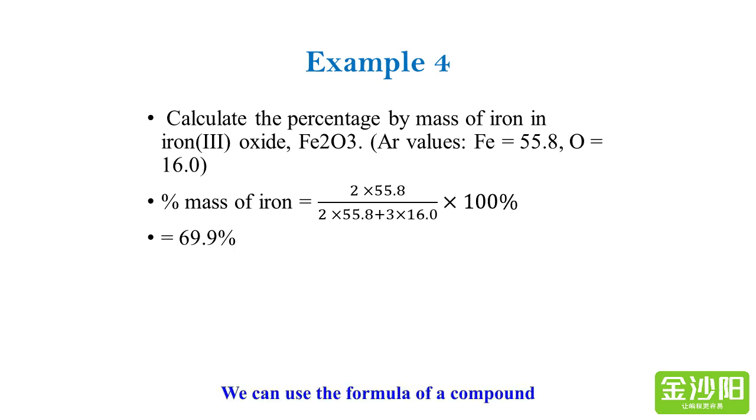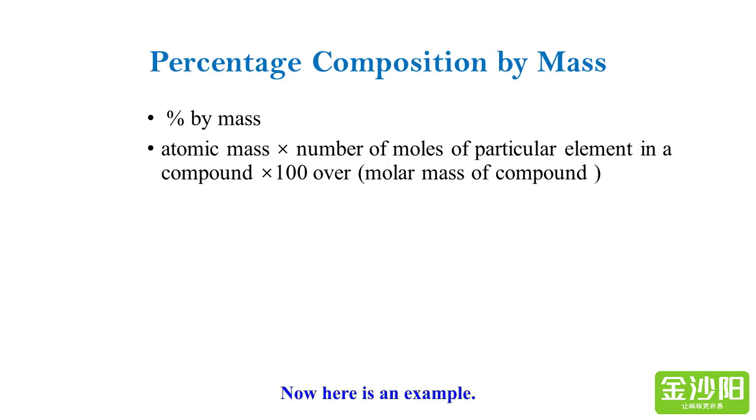We can use the formula of a compound and relative atomic masses to calculate the percentage by mass of a particular element in a compound. Now, here is an example. Calculate the percentage by mass of iron in iron oxide. After the calculation, the percentage mass of iron is equal to 69.9%.